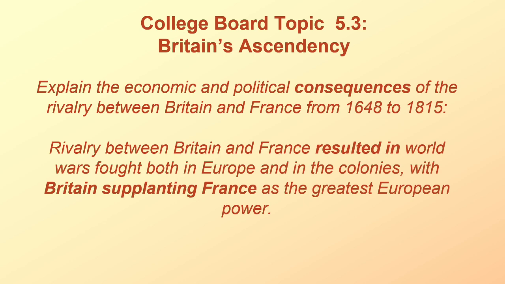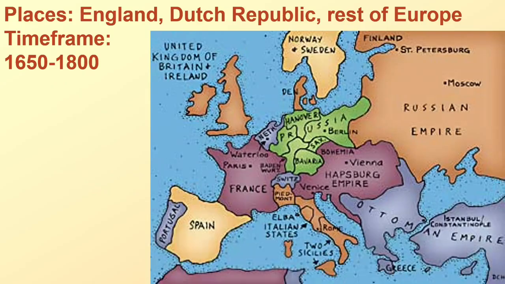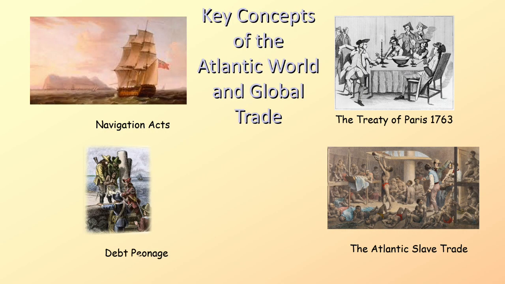Rivalry between Britain and France resulted in world wars fought in Europe and in the colonies, with Britain supplanting France as the greatest European power. So we've got all kinds of places, not just Europe. We've got the colonies going on, and we've got England, Dutch Republic, France also, not to mention Prussia, Austria, Russia even. Key concepts of the Atlantic world and global trade: navigation acts, debt peonage, the Treaty of Paris of 1763.